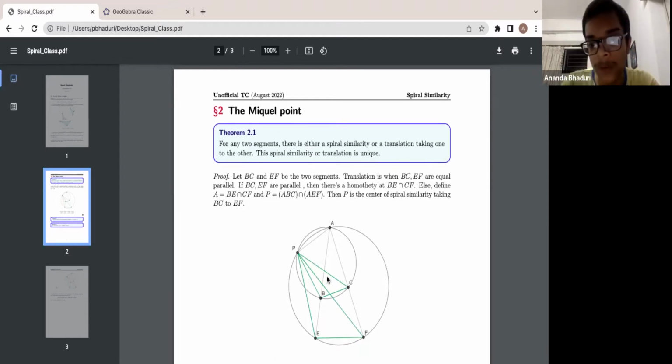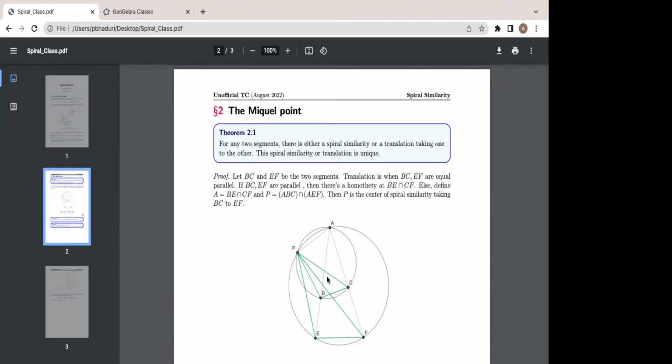So what you really want to prove is that angle CPF is angle BPE, because that is the rotation part, and PC over PF is PB over PE, because that's the homothety part. If that holds, then it takes B to E and C to F.